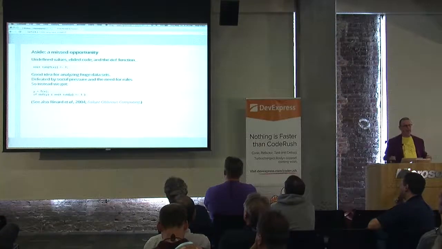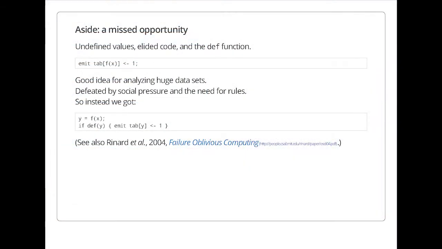There was one missed opportunity I want to mention, which was in the language. I was really happy with this. I thought it was a brilliant idea. I still do, but it was never really used properly. So here's an expression: emit table[f(x)] <- 1. The question is, what happens if f(x) fails for some reason, gets an exception in your terminology?